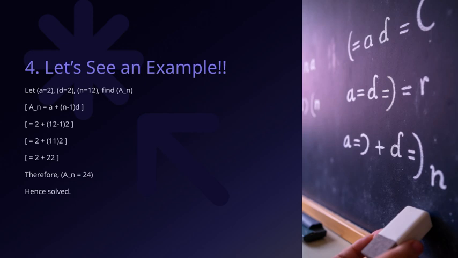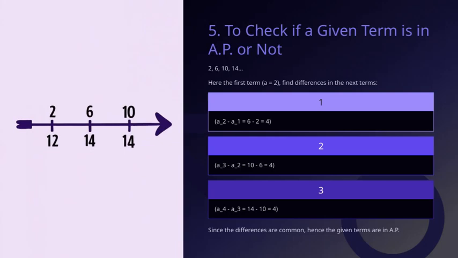Now, recalling the formula for the nth term of an arithmetic sequence, a sub n equals a plus (n-1) times d. Given that a equals 2, d equals 2, and n equals 12, we can now find a sub n. So plugging in these values, a sub n equals 2 plus (12 minus 1) times 2. This is a great example to see how the formula works in practice and connect it back to our overall understanding of arithmetic sequences.